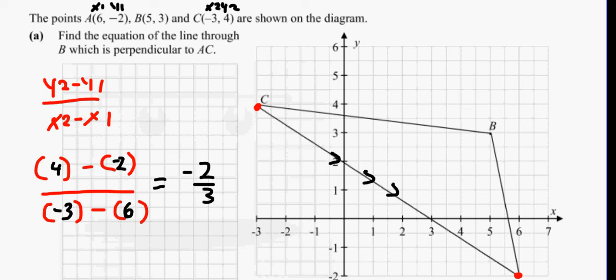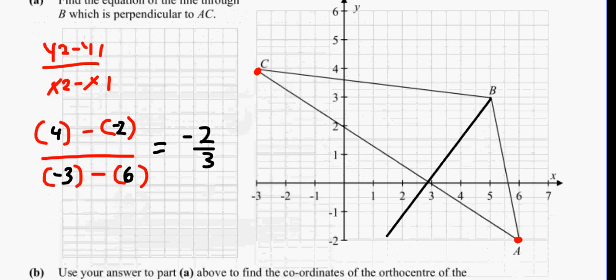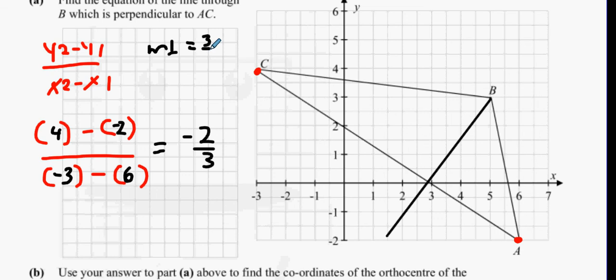What we're looking for is a line that's perpendicular to this, but goes through B. Now, you're not drawing it in per se, but it's something like this. You want it to go through B, but it's perpendicular to AC. So what's the perpendicular slope? Yeah, perpendicular slope is 3 over 2. Now you're going to use y minus y1 equals m into x minus x1.